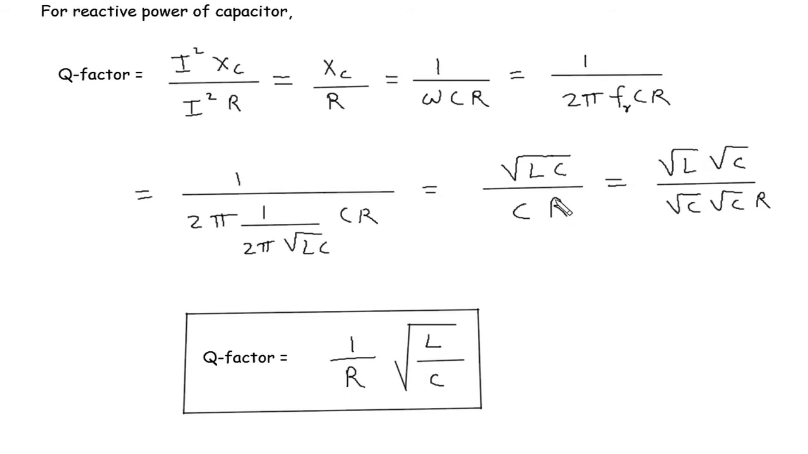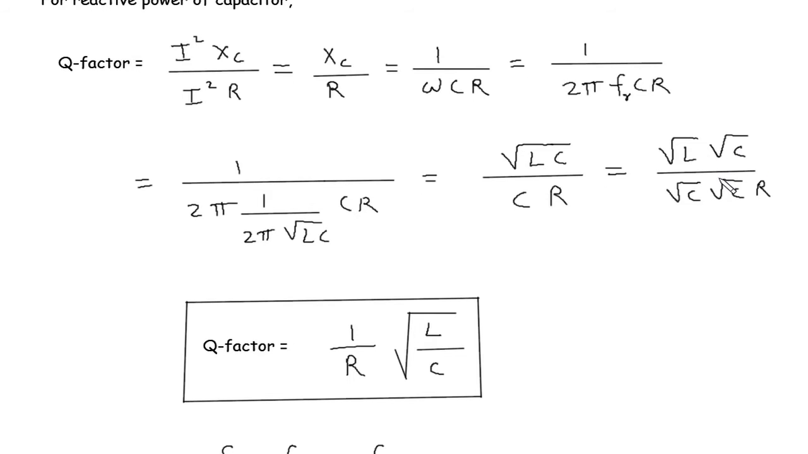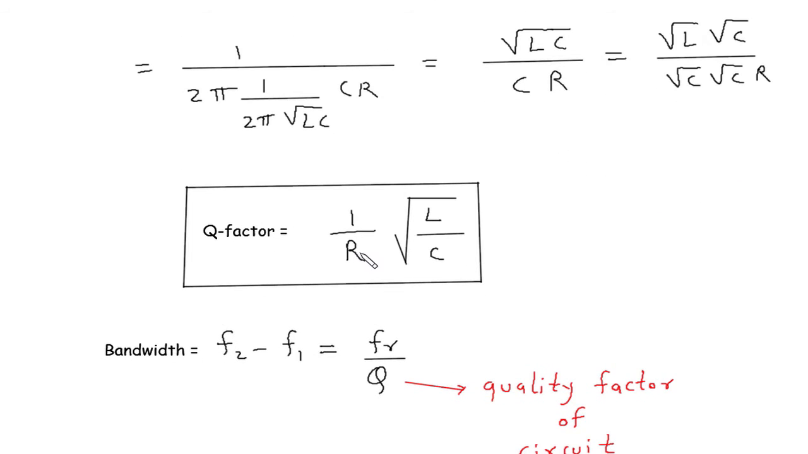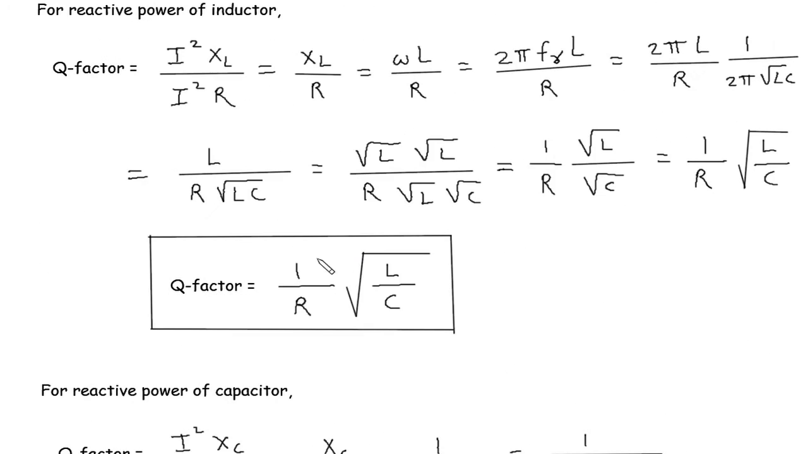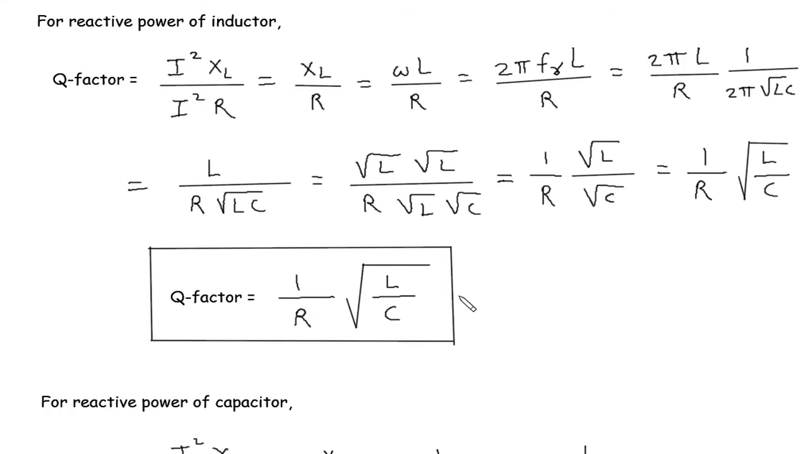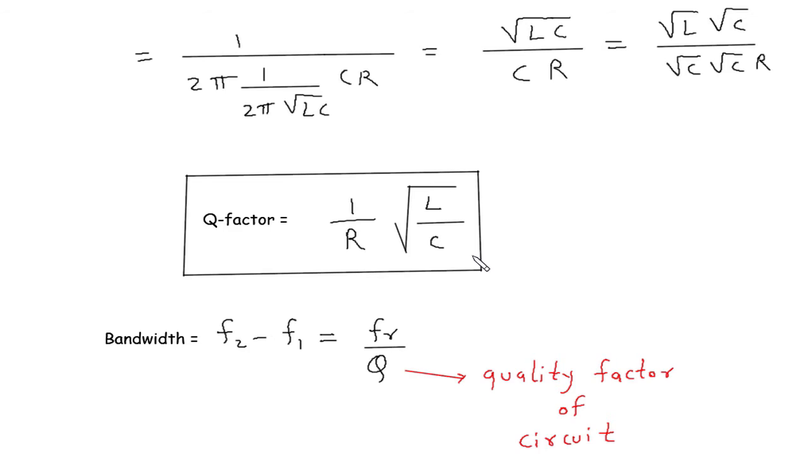So under root of LC divided by CR. So we can separate this under root of L and under root of C, and we can write this C as under root of C into under root of C. So this will be C. Now this under root of C will get cancelled with this under root of C. So what remains again? Q factor is equal to 1 upon R into under root of L by C. Same value for inductor and same value for capacitor.